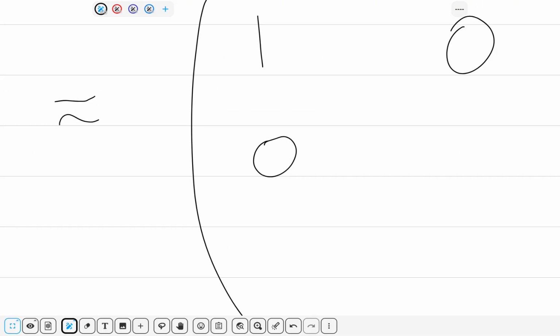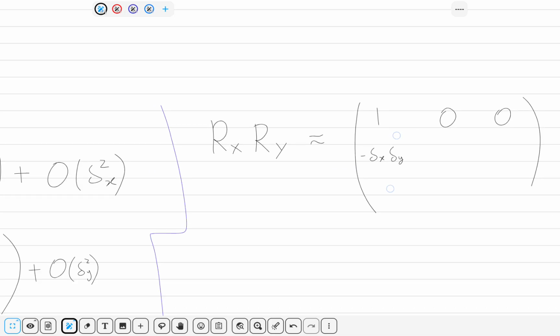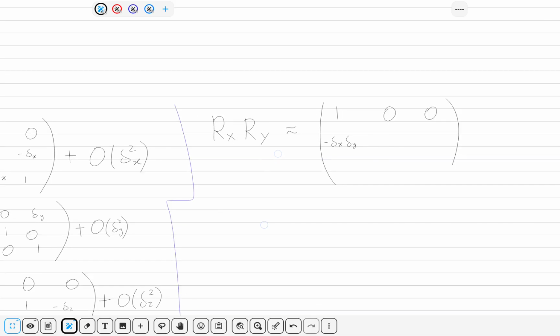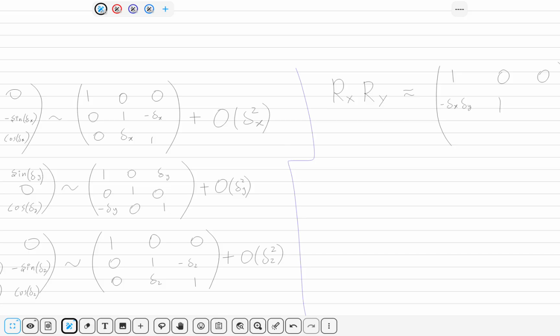Minus delta y, delta x, delta y. I hope this is correct now. I suppose it is correct. Here it would be a 1, and then here it would give me minus of delta x, I suppose.